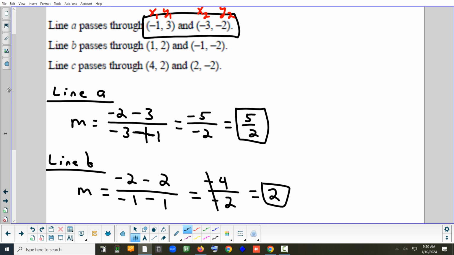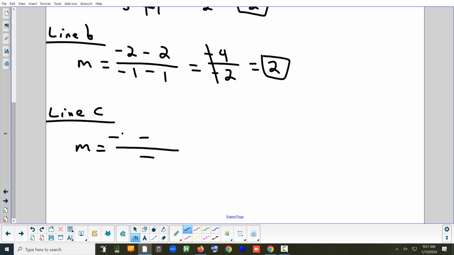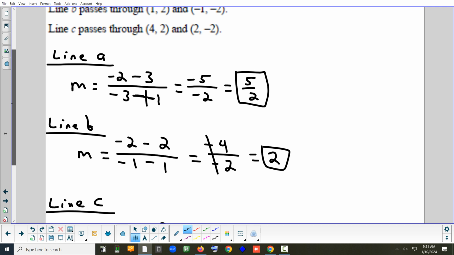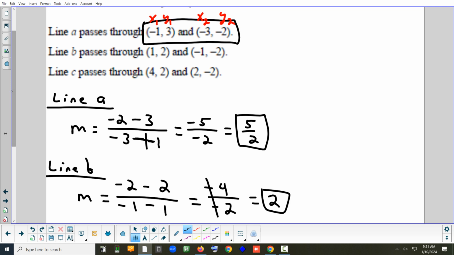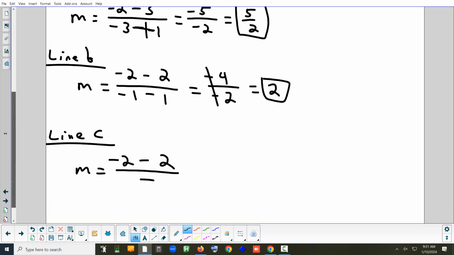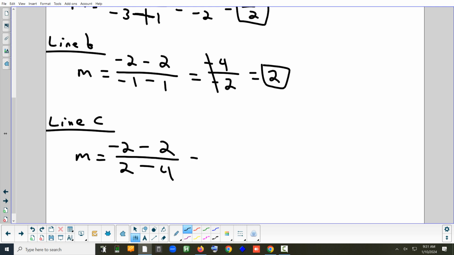Negative 2 minus 2. And 2 minus 4. Okay, what's negative 2 minus 2? Negative 4. We just did that up above. That's negative 4. And what's 2 minus 4? Negative 2. And what does that reduce to? 2.